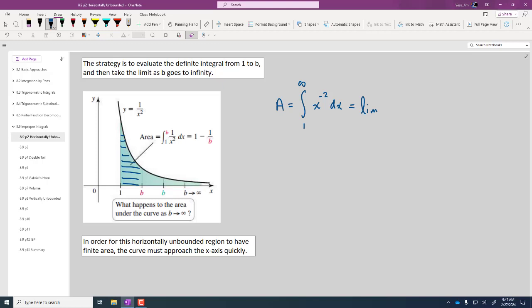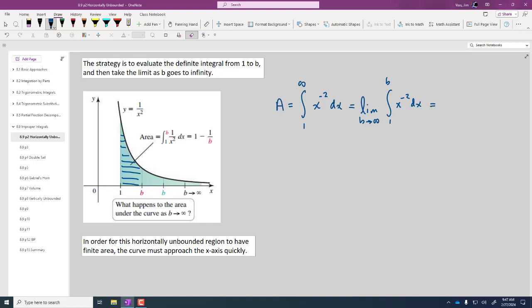So this is going to be the limit as b goes to infinity. We're going to turn our improper integral into a definite integral. So there we now have a definite integral, and that integral is representing this area from 1 to b, and then we'll take the limit as b goes to infinity and see if we get a finite answer.